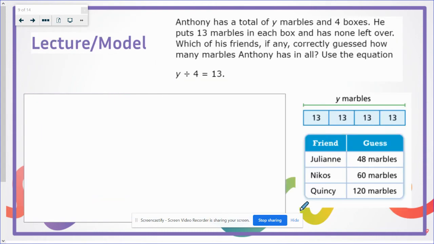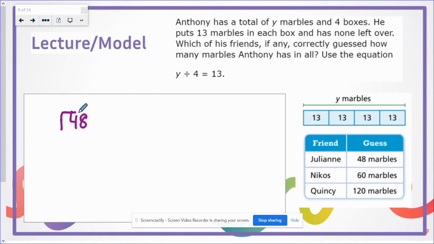All right, let's keep going. All right, we're going to look at one more. So Anthony has a total of y marbles and 4 boxes, and he puts 13 marbles in each box. Which of his friends guessed how many marbles Anthony has? So we started with y, divided it into 4 boxes, and got 13. So let's see if each of these divided by 4 would give us 13.